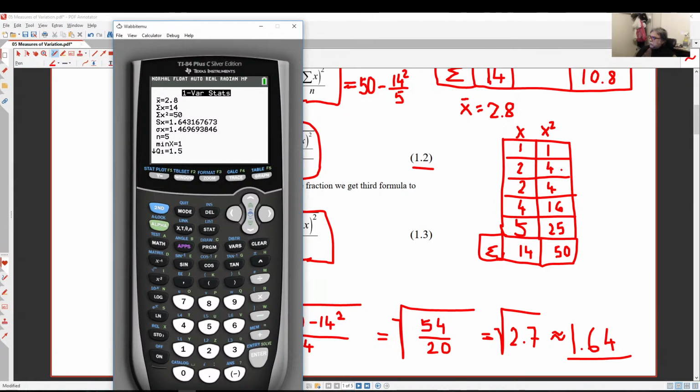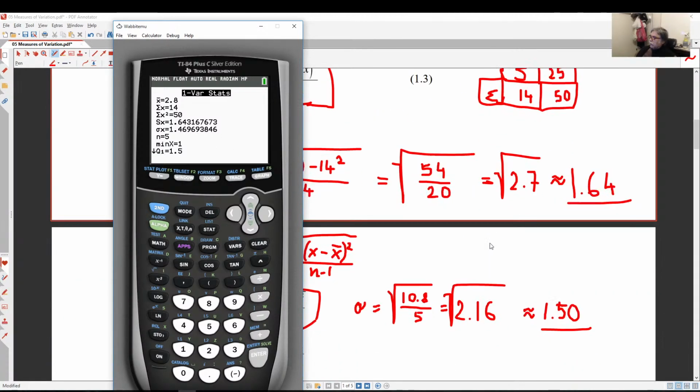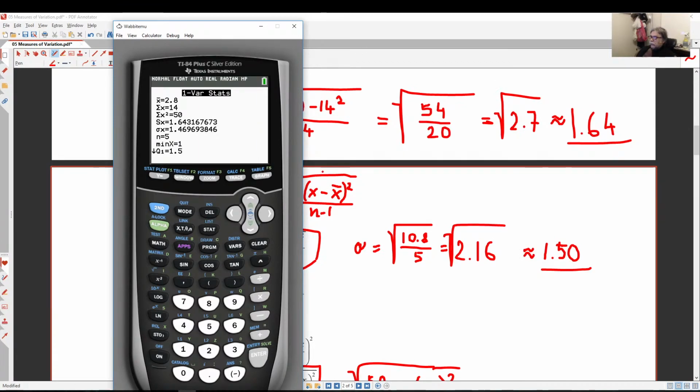The sum of x squared is 50. The sum of x squares in our table is also 50, of course. And then we had the sample standard deviation, 1.643167673. That's about as much as I calculated here by using formula. And then it's a population standard deviation. So this is S of x's, right? Uses a label for the variable. The sigma of x's is 1.46969 and on. And I also rounded that to 1.50. So this is our calculation, the same. The calculator tells you the number of things in the sample is 5.